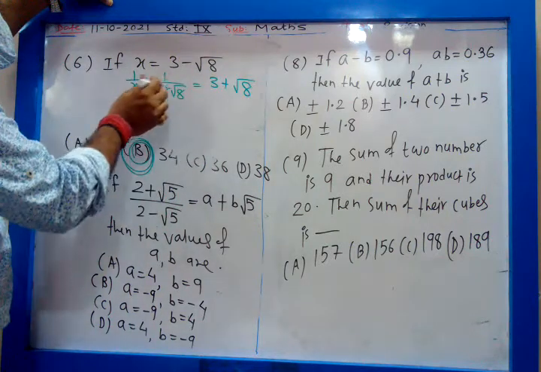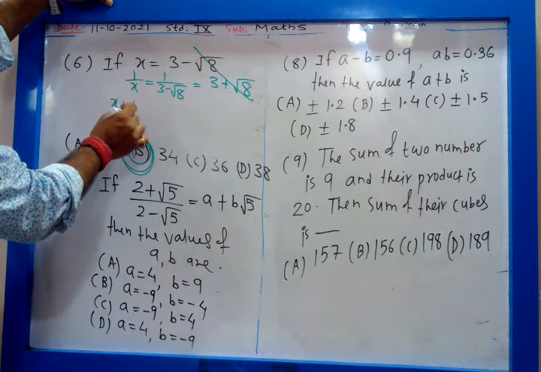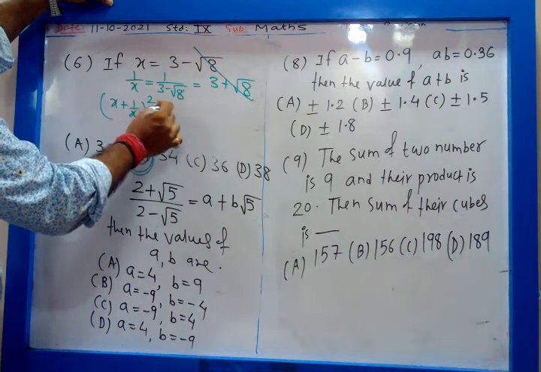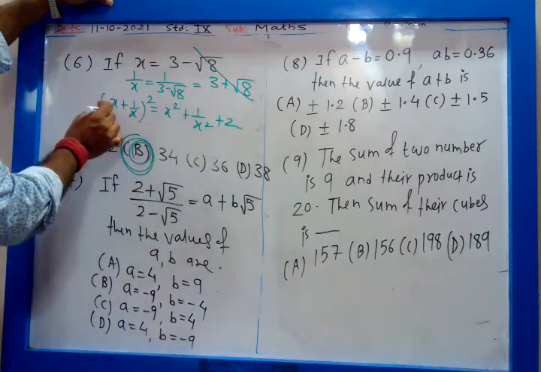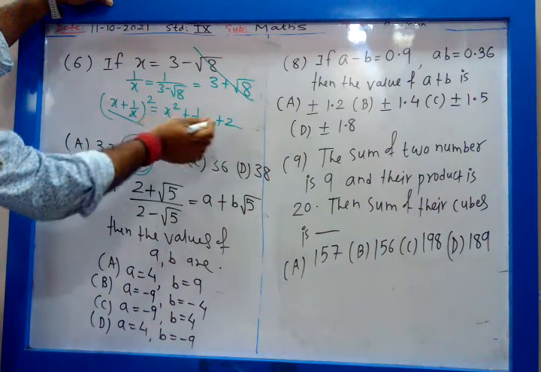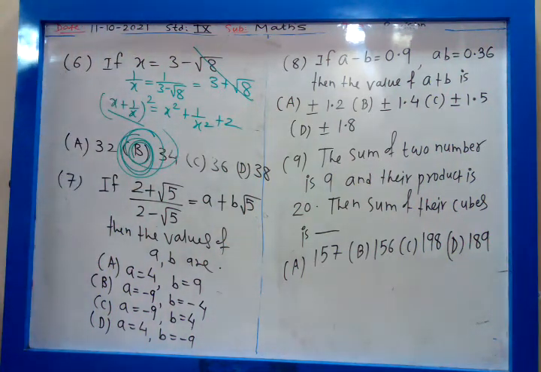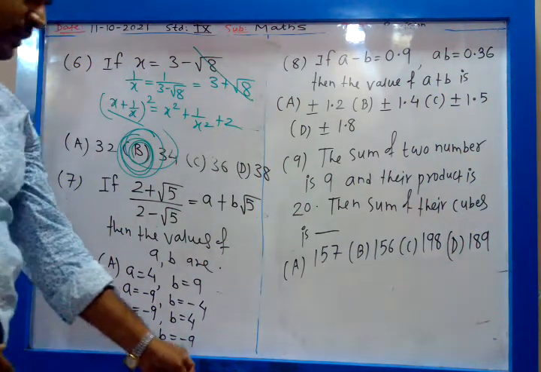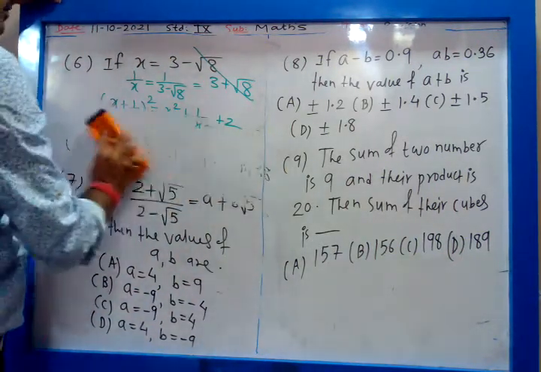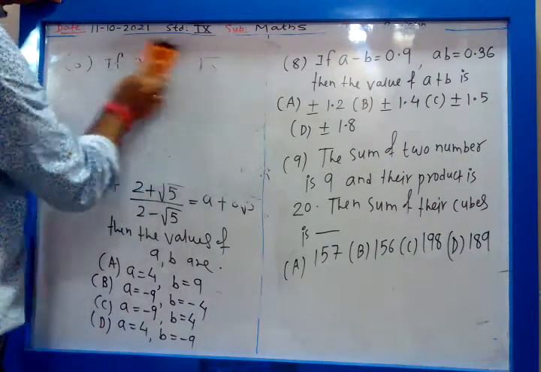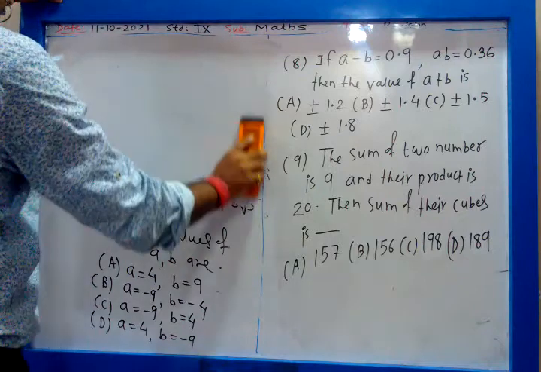So what is x plus 1 upon x? It will be 6. So x plus 1 upon x whole square is equal to x square plus 1 upon x square plus 2. X plus 1 upon x is 6. 6 square is 36. 36 minus 2, 34. 34 is the answer. Is it clear everybody? Or any doubt? Clear? Okay. So first option is 34.